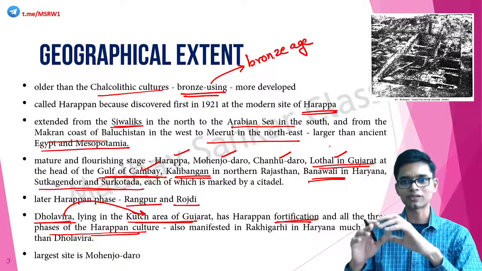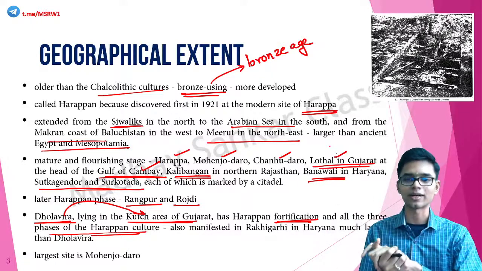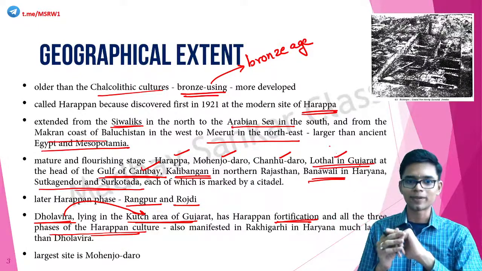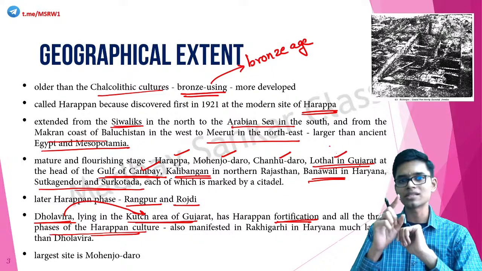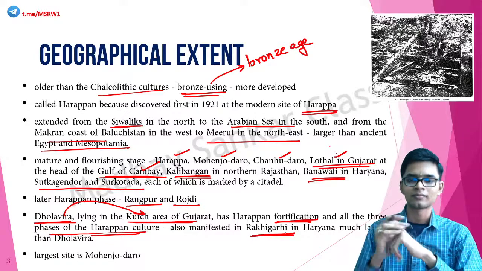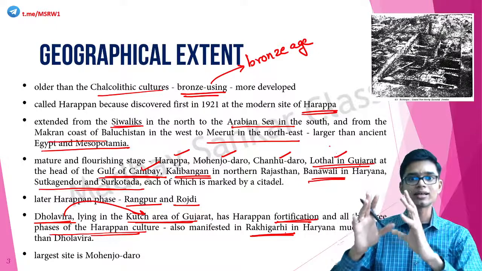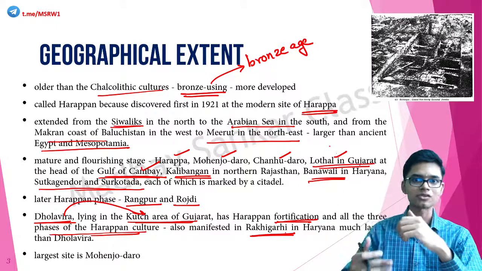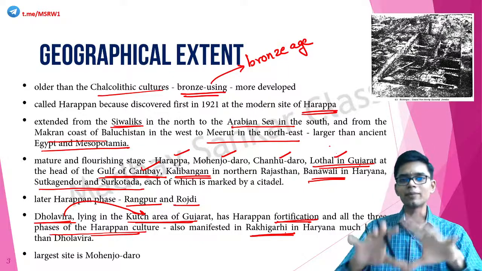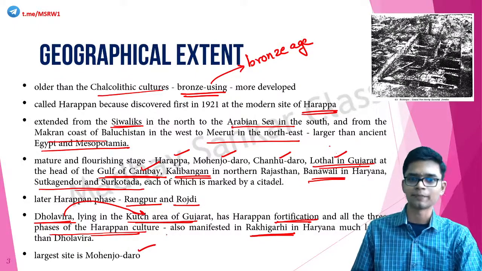Dholavira is also important because we find a water management system in Dholavira, a structure for water management and all. These three phases of Harappan culture can also be seen in one other site, and that is Rakhi Garhi. Rakhi Garhi is a site in Haryana, and it is much larger than Dholavira. And Rakhi Garhi is that site where we see all the three phases of Harappan culture, other than Dholavira. But among all the Harappan sites, the largest one is Mohenjo-daro. It is not in India, it is in Pakistan.